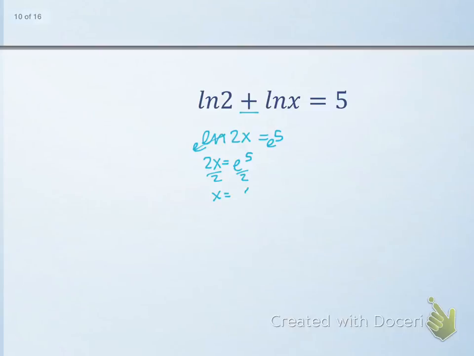So in my calculator, I'm going to type in e to the 5th divided by 2. So second ln to get the e button to the 5th. I need to end my parentheses if I have them in there, so then I can divide it by 2. This time I get 74.21.